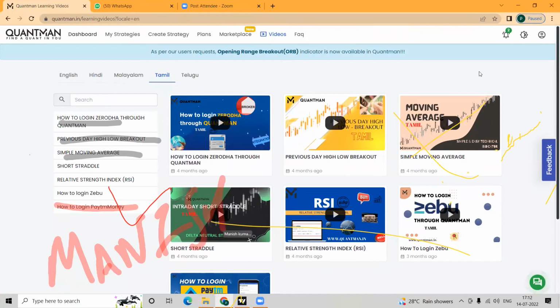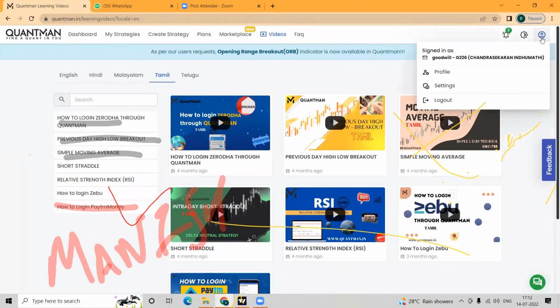And also, the last point is: come to Quanman regularly and log in with your credentials. If you want to open a separate web login page for Goodwill, please open it, but don't log out. If you log out of your Goodwill, then the session will be expired.